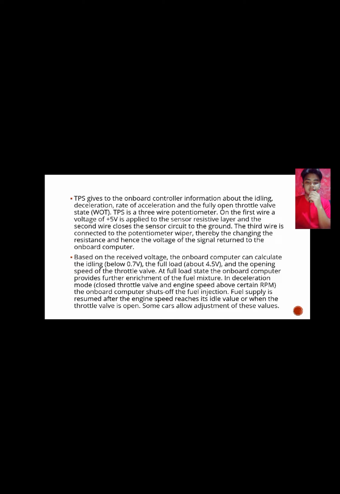In the acceleration mode, with closed throttle valve and engine speed above 13 rpm, the onboard computer shuts off the fuel injection. Fuel supply is resumed after engine speed reaches its idle value or when the throttle valve is open. Some cars allow adjustment of these values.